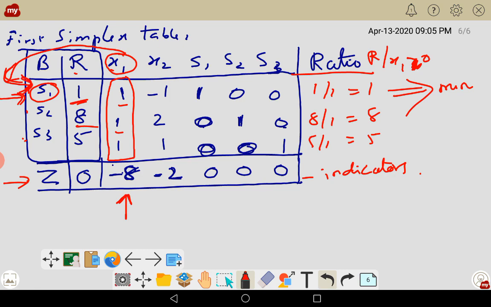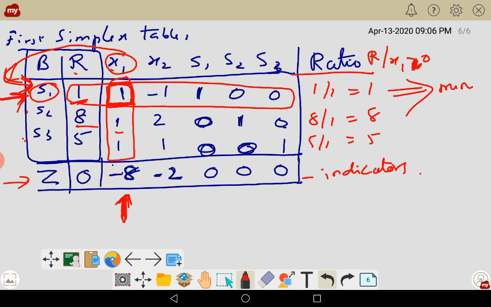So this is the row which is called the pivot row, the leaving variable row. This is the entering variable column, x1 is the entering variable column, and this is the leaving variable row, isn't it? So these two intersect at this point, so your pivot element is already 1. Pivot element is already 1, so no need to convert it into 1.